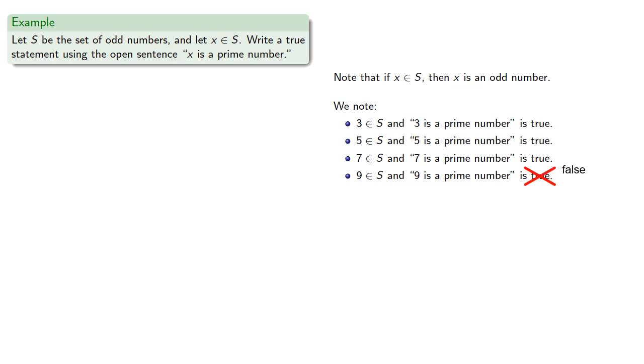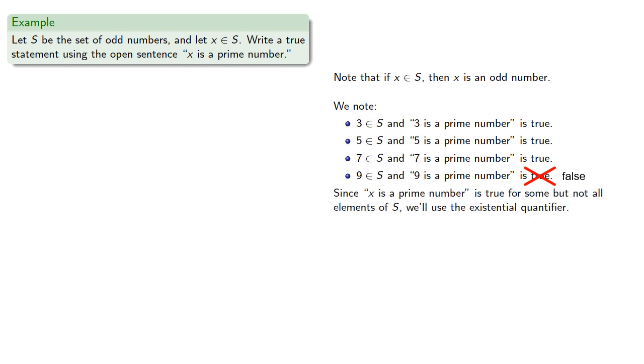False. And that means that since x is a prime number is true for some, but not all elements of S, we'll use our existential quantifier. And so we'll write it this way, and we should read this as there is some x in our set of odd numbers, where x is prime, and this is a true statement.